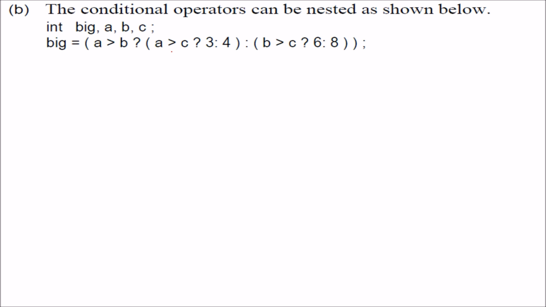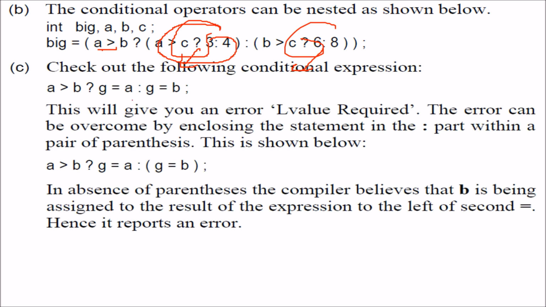This conditional operator can also be nested, so A greater than B, and again you get a result from here, and you get a result from here. So this is already nesting. One more problem is there. If you write this, you'll get an L value required error. Why? You have to put this in round brackets, because if you're not giving the round bracket, the compiler will see that this B is being assigned to the result of the expression to the left of the second equal to, and it reports an error. So just putting the parentheses will solve this issue.